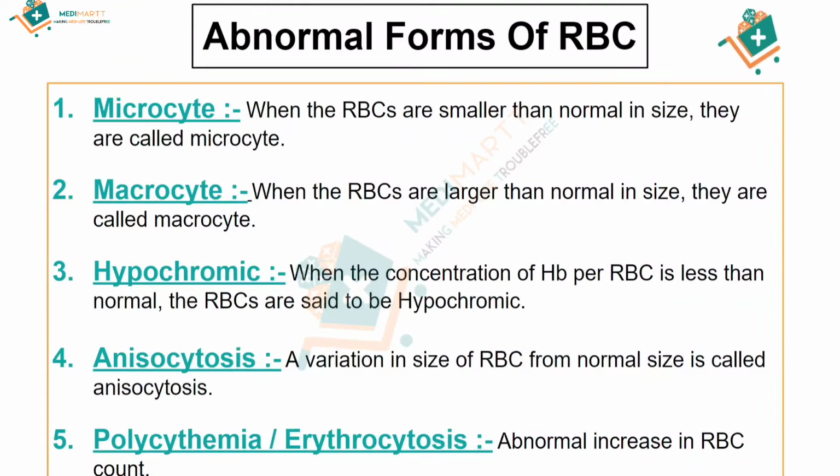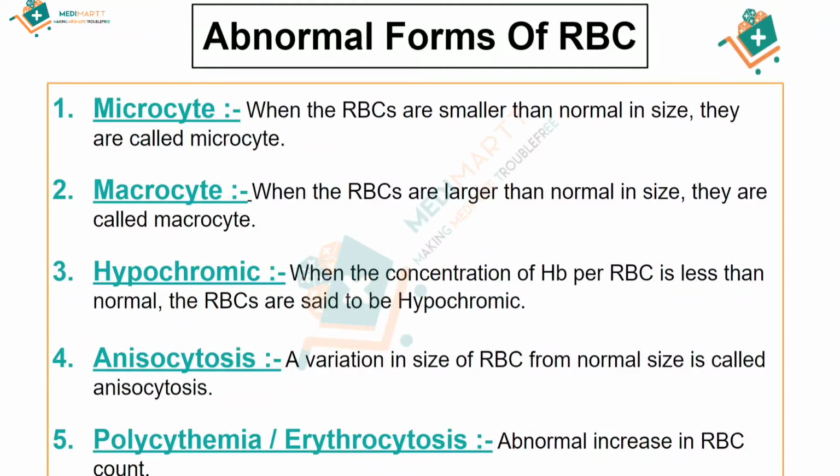So first of all, what is microcyte? When the RBCs are smaller than the normal size, they are called microcytes. Now macrocyte: macro means big, micro means small. All the answers are in the names themselves, so you can check it out. So microcyte is basically when the RBCs are smaller than the normal size.